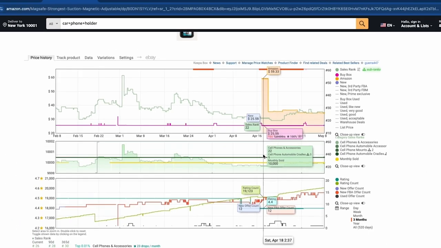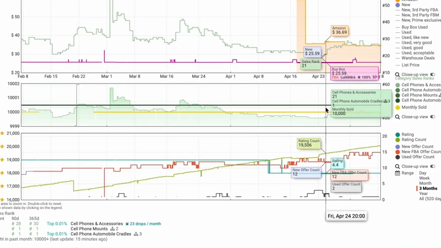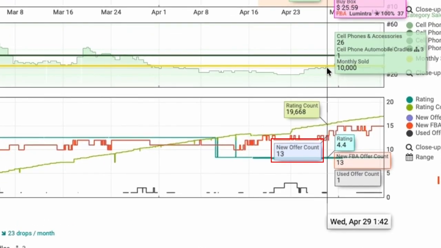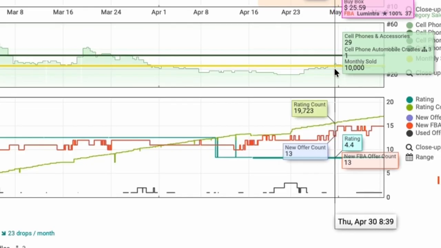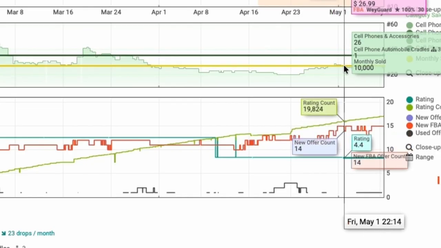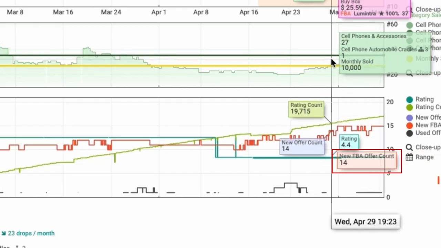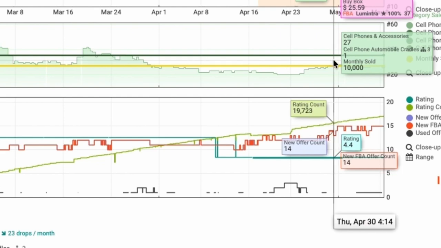Now, let's also talk about competition, right? Look at the bottom chart here. You'll see blue and orange boxes. A blue box shows the total number of sellers. At one point, it says there's 13 sellers, then 14, then 15. The orange box shows how many of these sellers are using Amazon FBA, right? Since both numbers stay very close together, that means that most of the competitors are professional FBA sellers.